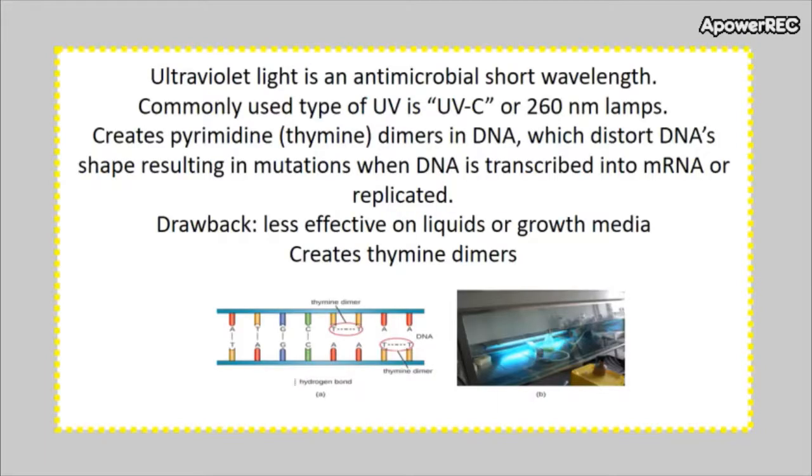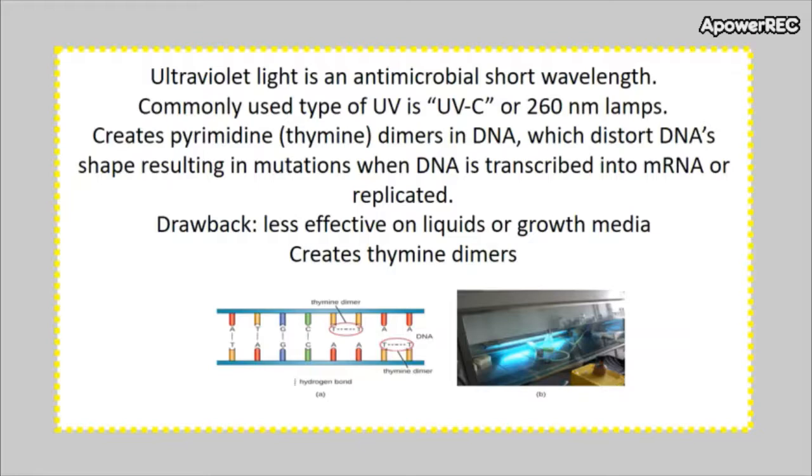Ultraviolet light is a type of light that is antimicrobial. They are wavelengths that are shorter than typical visible light. The most commonly used type is called UVC, and in lamps, that wavelength is 260 nanometers. Remember that wavelength is the distance, if you imagine it being a wave, it's the distance between one crest of that wave to the next, or one trough to the next, however you want to look at it.